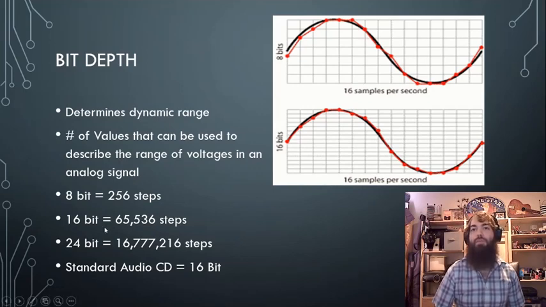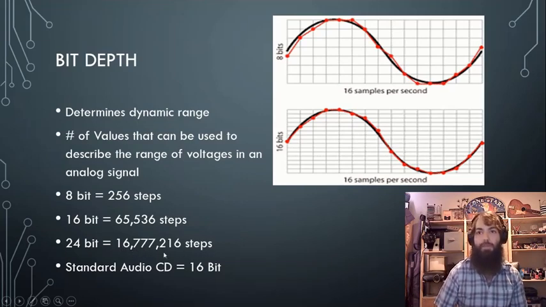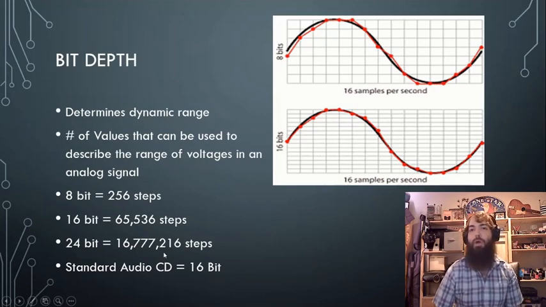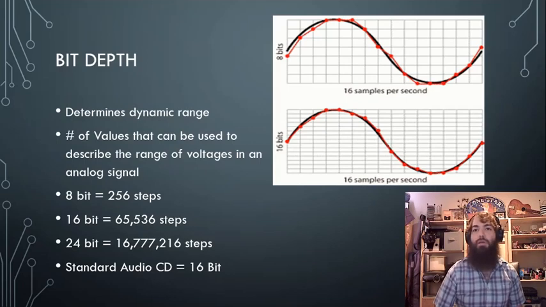So in a 16-bit format, we can get up to 65,536 variables between our loudest point and our softest point. So it's quite a bit of variables there. 24-bit, as you can see, steps it up even more. 16 million steps, so quite a bit. So that super audio CD is 24-bit 48K, standard CD 16-bit 44.1 thousand samples per second.